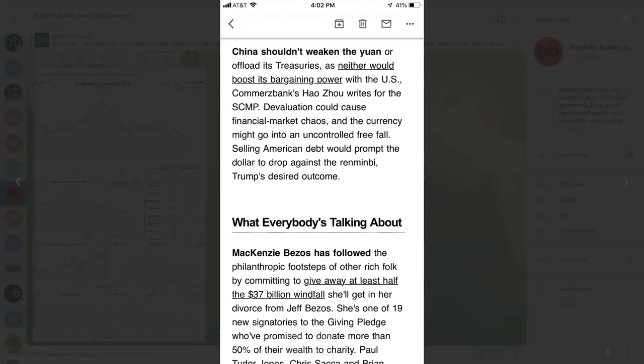Here's a Bloomberg quote. China shouldn't weaken the yuan or offload its treasuries, as neither would boost its bargaining power with the U.S. Hao Zhu writes for the SCMP, devaluation could cause financial market chaos. Well, this is already happening. And the currency might go into an uncontrolled free fall, which is why they're buying Bitcoin. Selling American debt would prompt the dollar to drop against the renminbi, Trump's desired outcome.